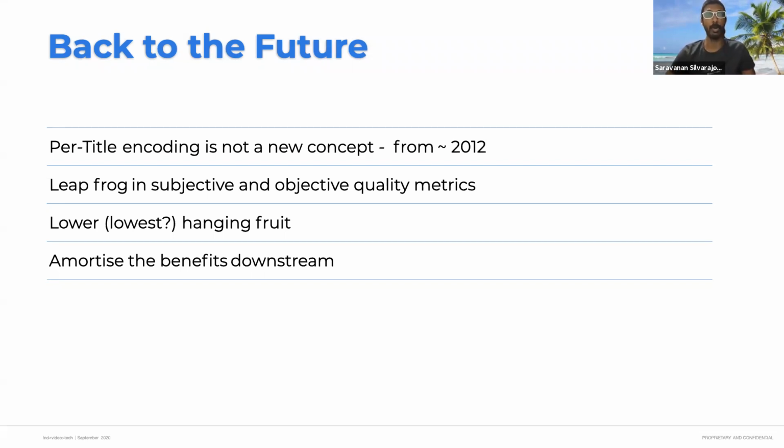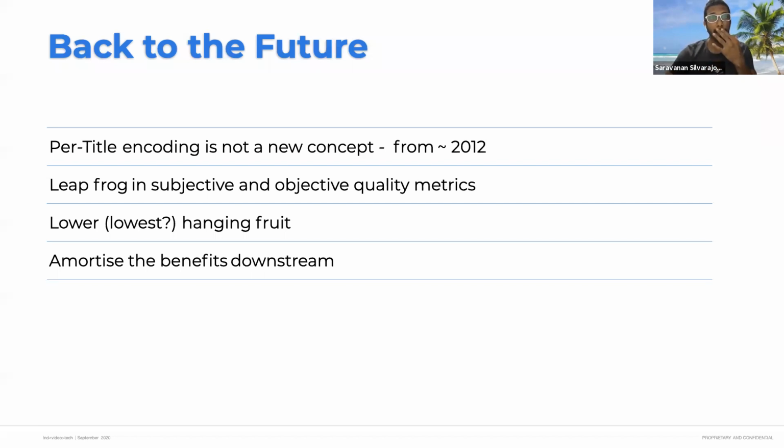And since then, a lot of things have leapfrogged, right? There's been cheaper yet more powerful compute. There are algorithms to subjectively and objectively compute the quality of the content. So code can now tell how good the content is, just like how our eyes tell, right? So this has helped per title substantially.